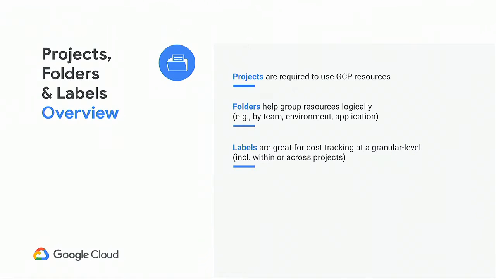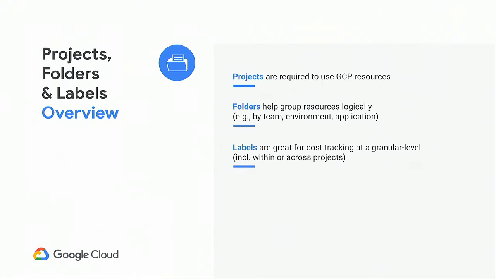So project folders and labels. Projects, if you had to think of them as a bucket. And in this bucket, it stores a lot of service level resources. And these service level resources could be things such as Kubernetes, compute, storage, and so on.